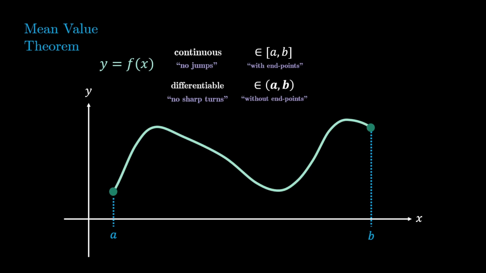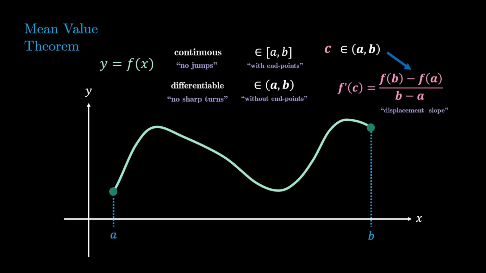Now, what this theorem states is that there exists at least one point c within this open interval such that the derivative at that point is equal to this, or the displacement slope. By displacement, we mean the difference from a to b. So it is the slope of this line. Now right away, we can see how there's several points that equal the slope: at c1, at c2, at c3.